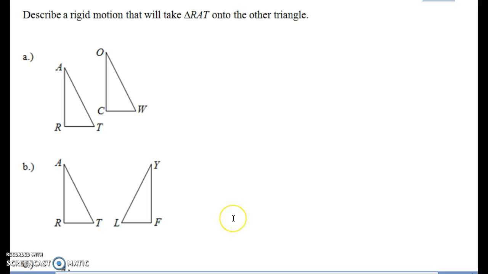Now let's see if we can describe a rigid motion that will take triangle RAT onto the other triangle. So here's triangle RAT. What is triangle RAT doing to get to OCW? Remember, A corresponds to O, R to C, and T to W. Because notice right here, that looks like a right angle. It might be. Well, this one looks like a right angle there. So what transformation are we doing to get from here?